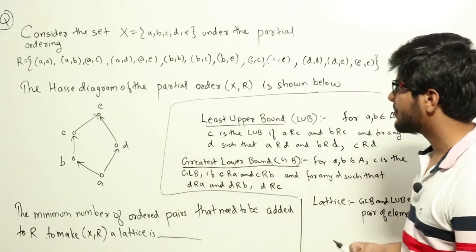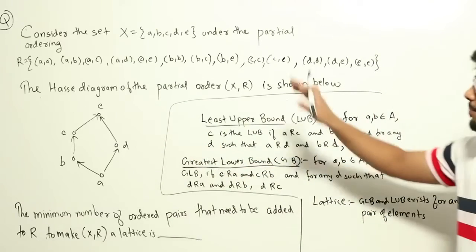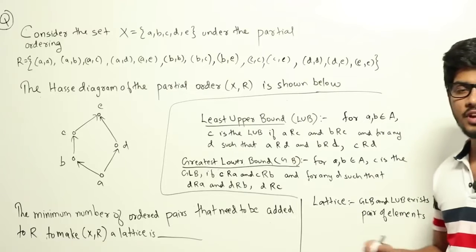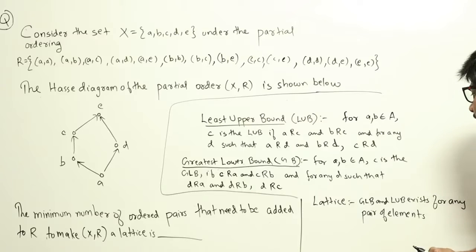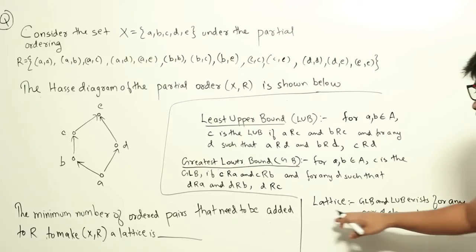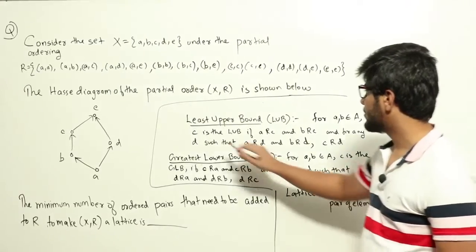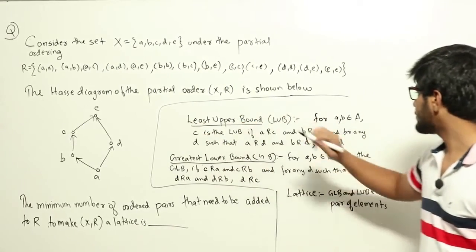So a partial order is said to be a lattice if it has greatest lower bound and least upper bound existing for any pair of elements chosen from it. So in a partial order, for every pair of elements that we choose, if there is a greatest lower bound and least upper bound existing for every pair chosen like that, then that is called a lattice. Now greatest lower bound and least upper bound. So what is least upper bound?